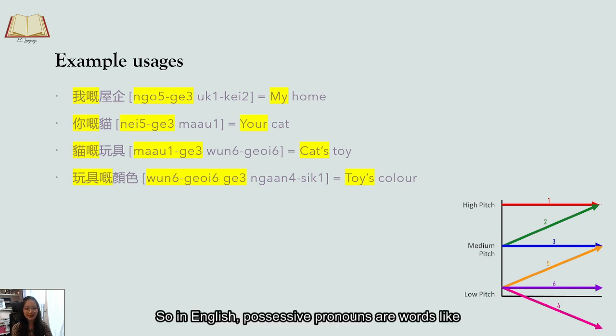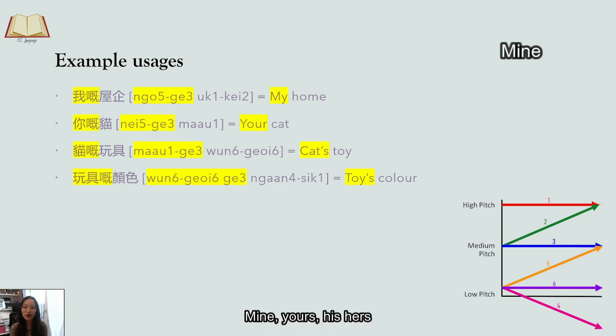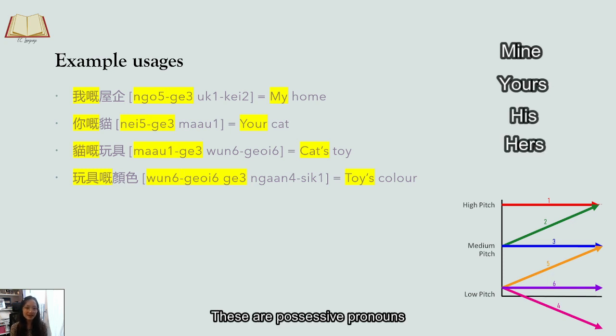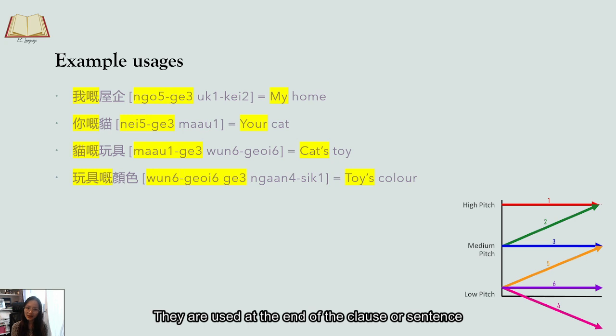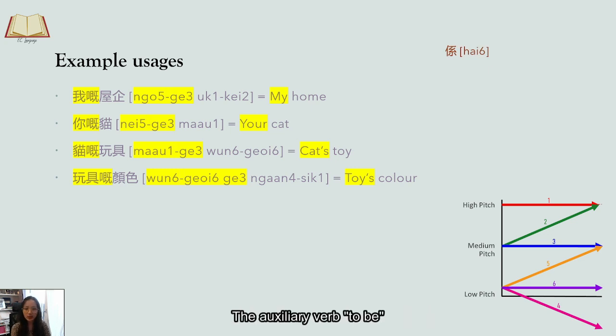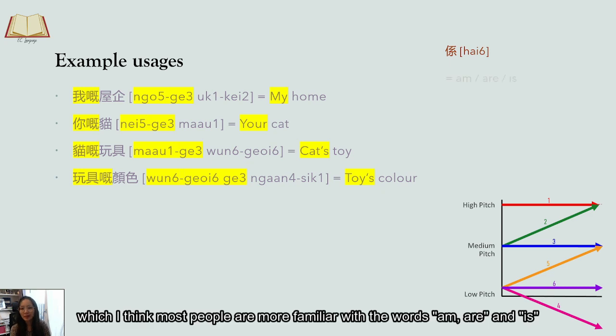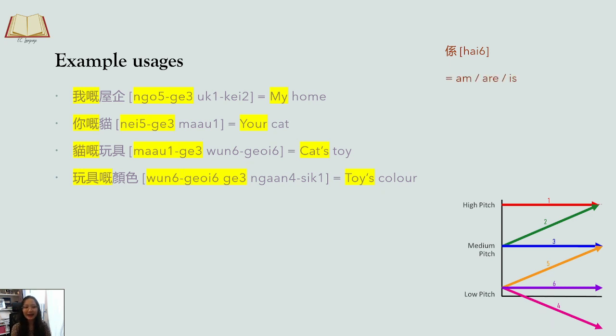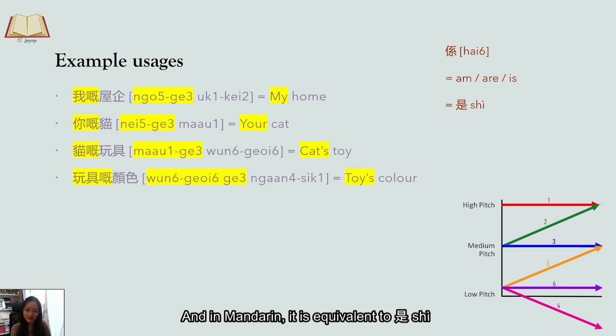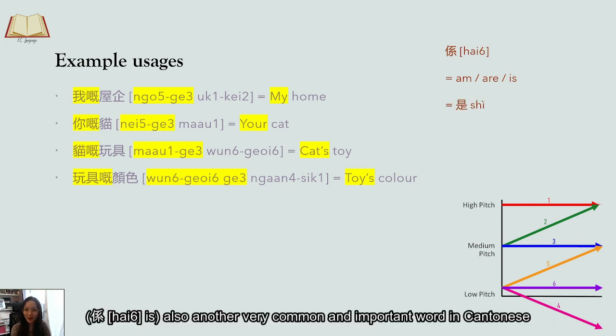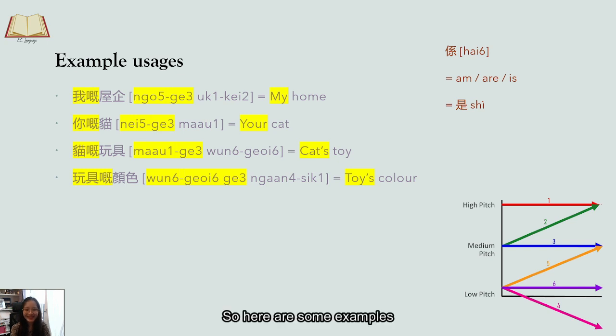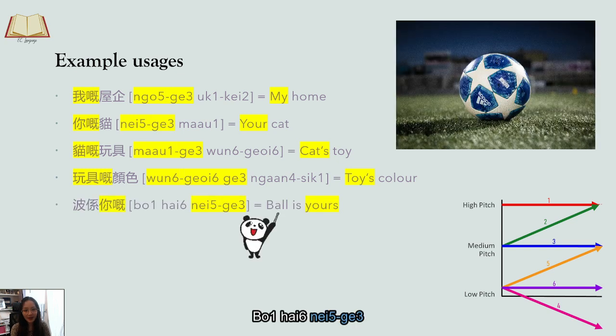So in English, possessive pronouns are words like mine, yours, his, hers. These are possessive pronouns. They're used at the end of the clause or sentence and it's usually used as a grammatical object. So in this case, if you're using this in Cantonese, you will need the word hai. If you remember, the word hai corresponds to the auxiliary verb to be, which I think most people are more familiar with as the words am, are, and is. And in Mandarin, it is equivalent to shi, also another very common and important word in Cantonese. So here are some examples. Bo hai lei ge.